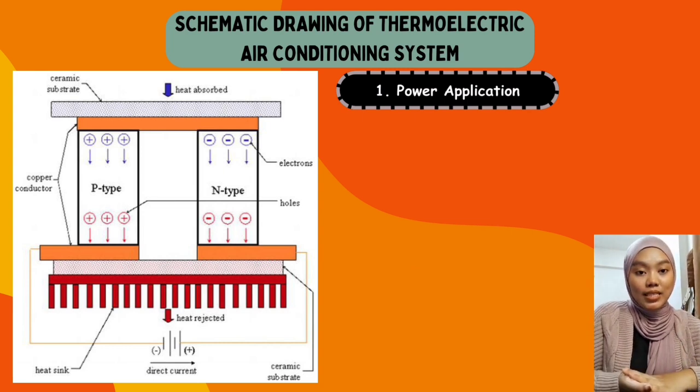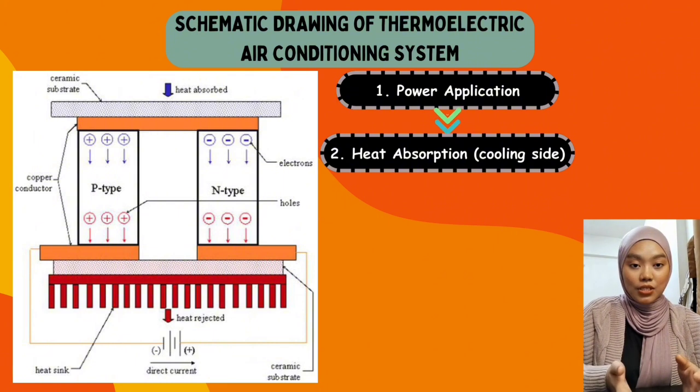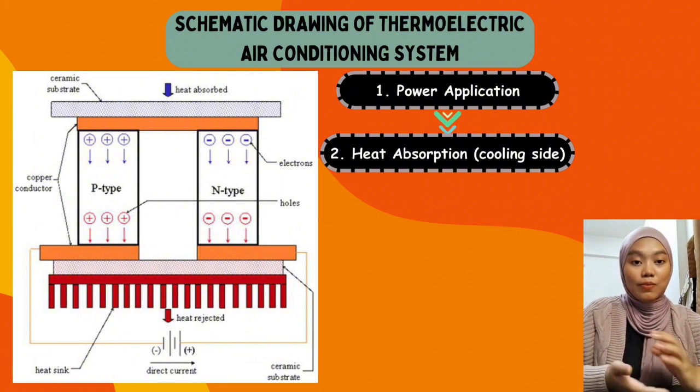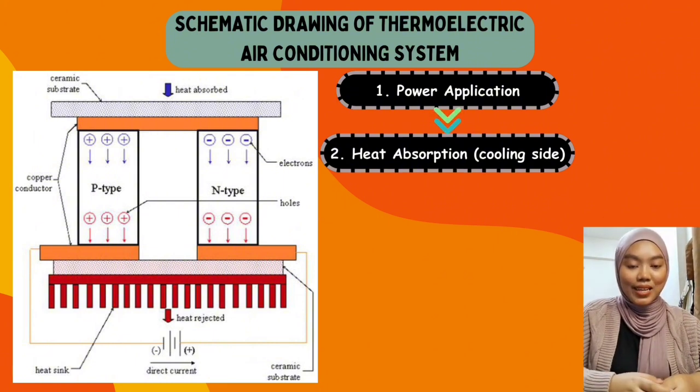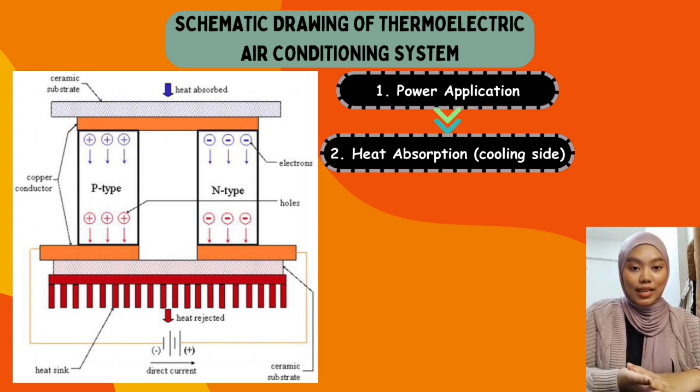Firstly, the power application. When a DC electrical current is applied to the thermoelectric modules, the electrons will move from one type of semiconductor material to another. The second step is heat absorption. As the electrons move from the P-type to the N-type material, they absorb energy in the form of heat from their surroundings. This heat absorption creates a cooling effect on one side of the thermoelectric module. So, a heat sink may be attached to this side to enhance the absorption and distribution of the cool air.